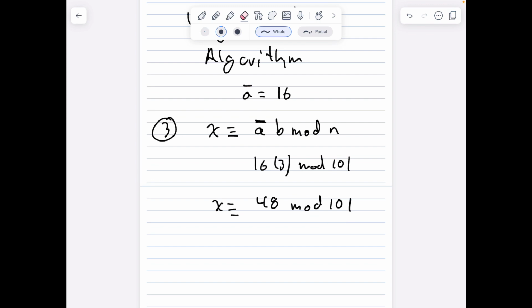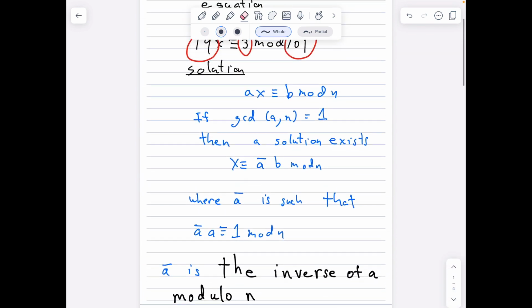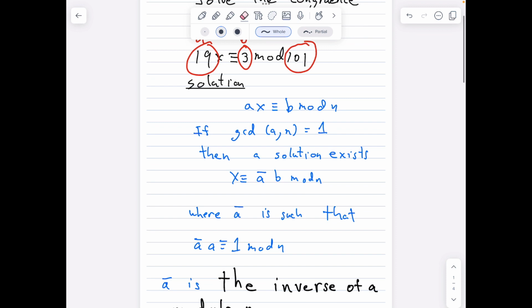So once again, this is a method to solve a congruence equation where the GCD of a and n in the equation is equal to 1. If it's not equal to 1, then as I said, we don't really have a prescribed method, and it's more like a guess and check kind of thing.